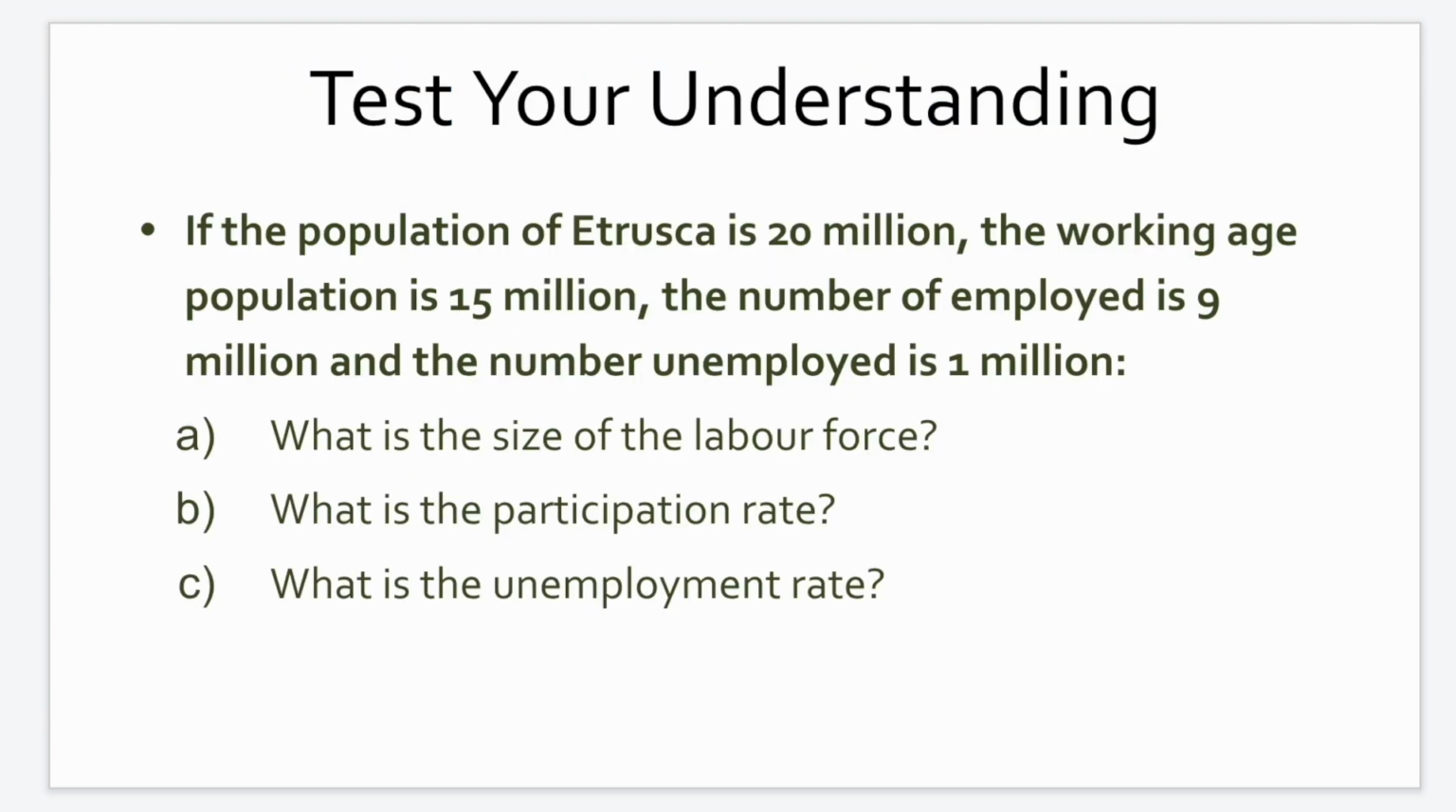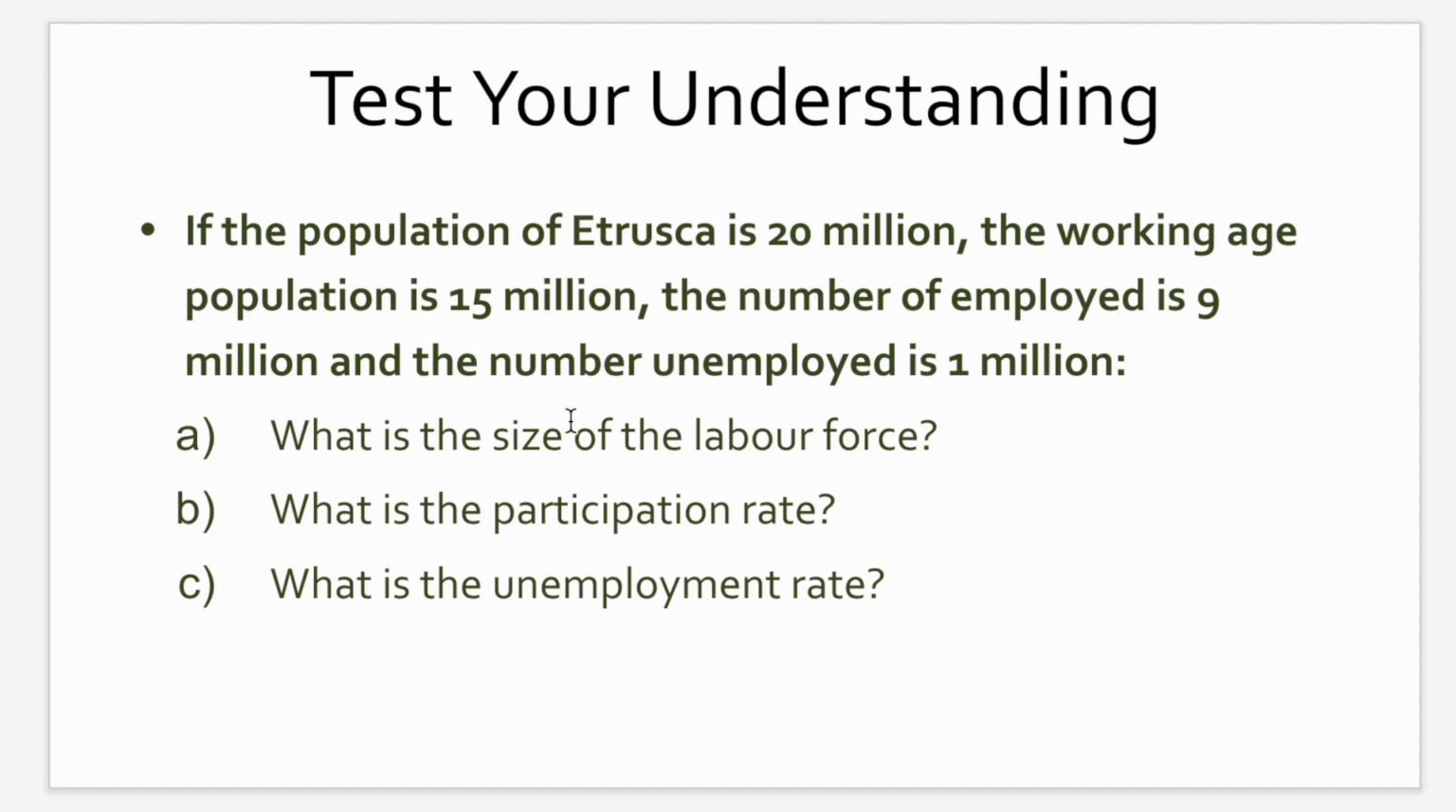Looking from a testing your understanding point of view, if we look at the population of Tresco, 20 million people. The working age population is 15 million. The number employed is 9 million. And the number unemployed is 1 million. So what do we need to do in order to be able to calculate these three items?